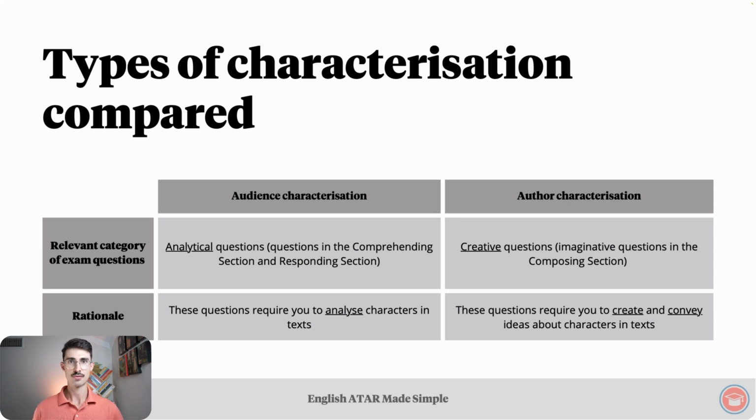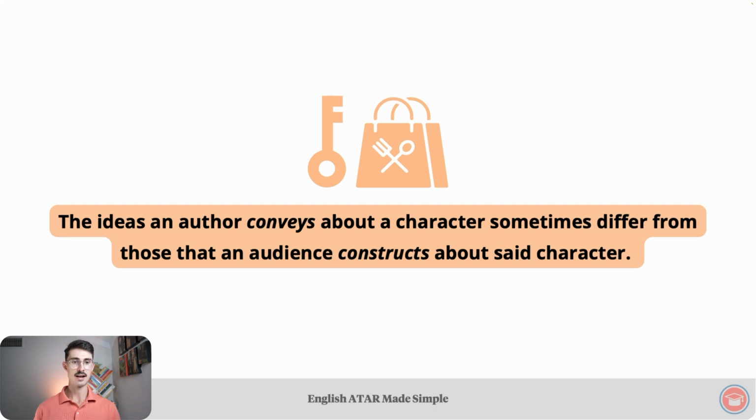If I am the director of John Wick 4, who, by the way, was Keanu Reeves' stuntman in The Matrix, I might convey the idea that John Wick is very persistent by showing him always getting back up once he gets knocked down. This table brings us to a key takeaway that clearly tells us how both types of characterization are different. And that key takeaway is the ideas an author conveys about a character sometimes differ from those an audience constructs about said character.